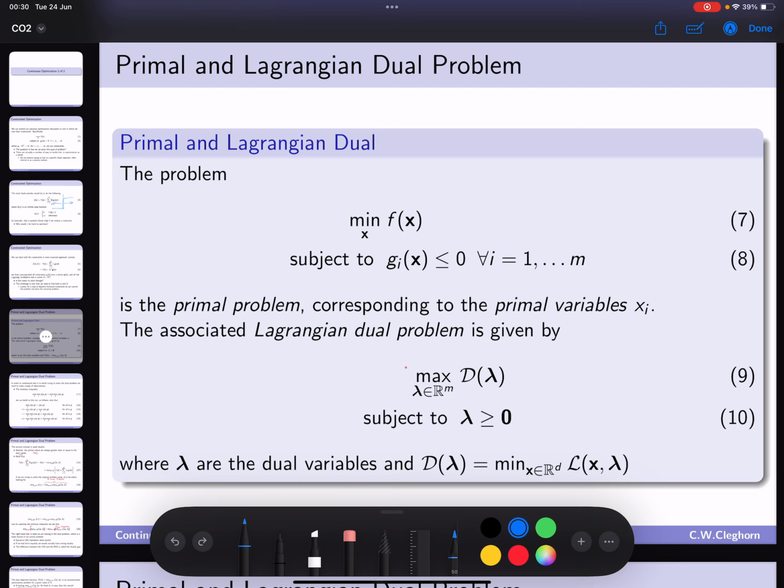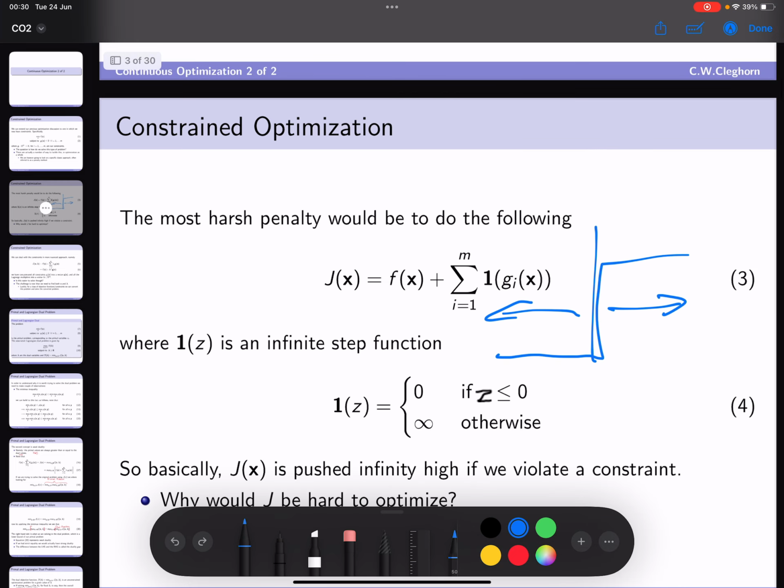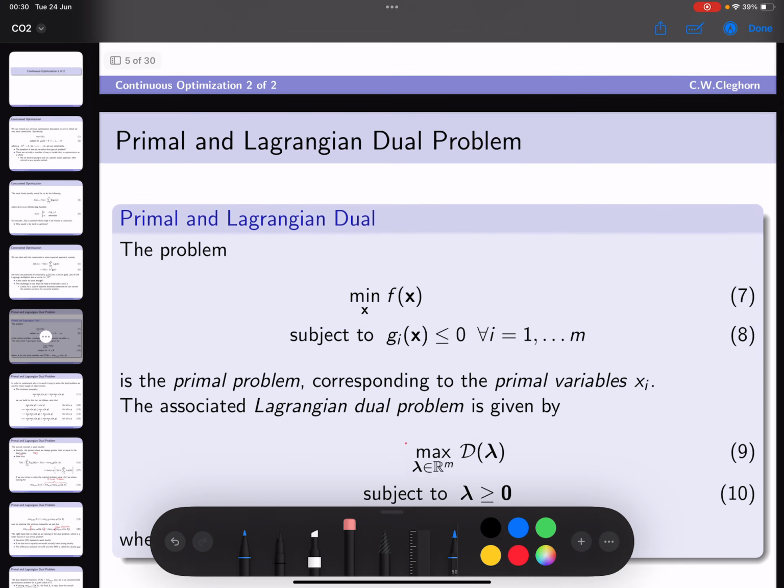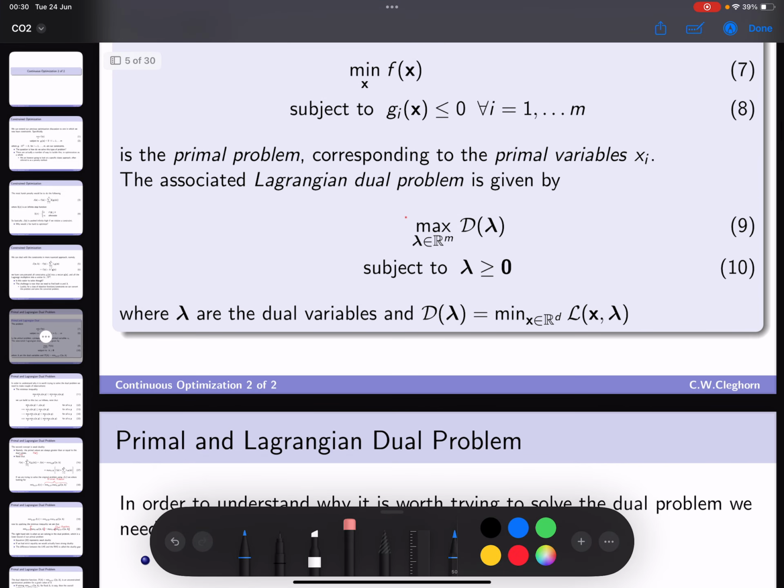But the whole point here is that because we're maximizing the lambdas, we are trying to be as strict on our constraints as possible. I'm not going to necessarily be so dogmatic about my constraints as to use an infinite step function. I want to be a little bit more lenient, but not any more lenient than I have to be. And that's the whole, maybe philosophical, approach to this.